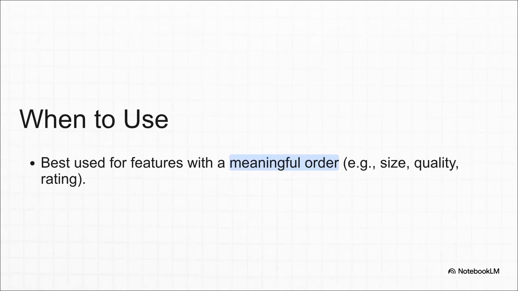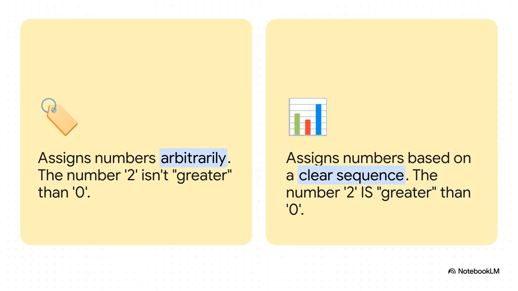This makes it the absolute perfect choice for any feature where the categories have a natural sequence. Things like t-shirt sizes, small, medium, large, or maybe customer satisfaction ratings, from bad all the way up to excellent. And this right here is the main thing you need to remember. With a label encoder, the number 2 for blue isn't any better or bigger than the number 0 for red. They're just different labels. But with an ordinal encoder, the number 2 for high is mathematically greater than 0 for low. That relationship is everything.